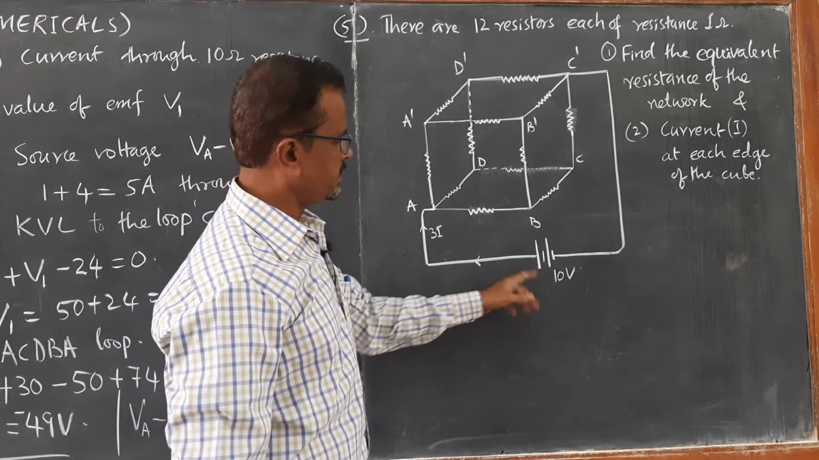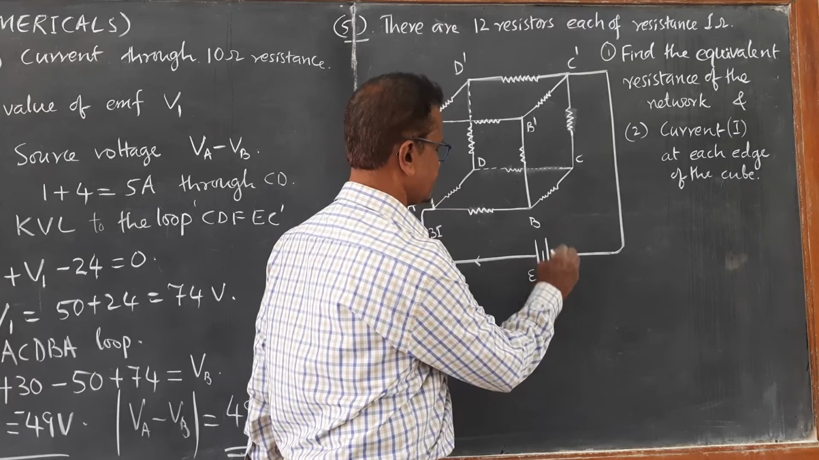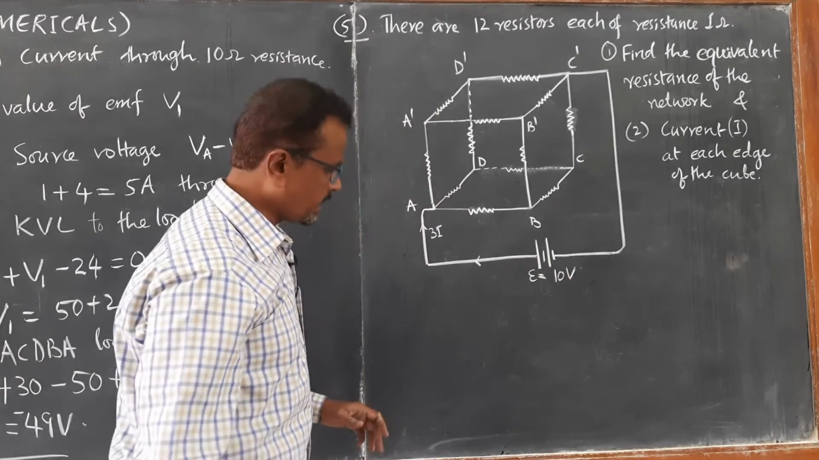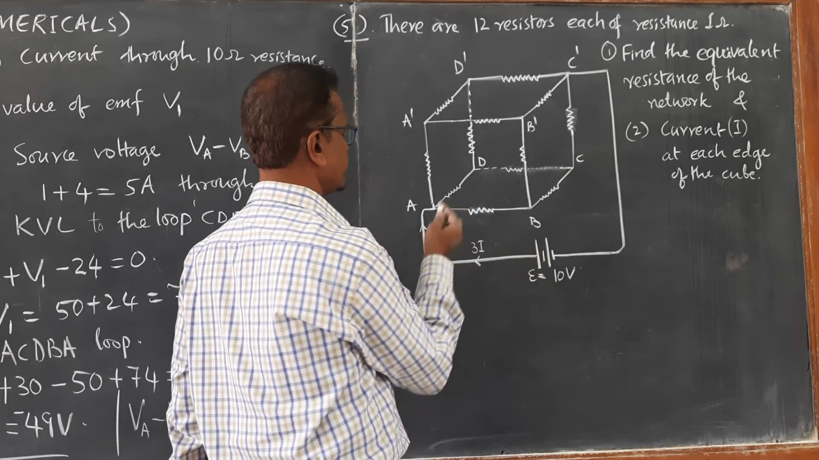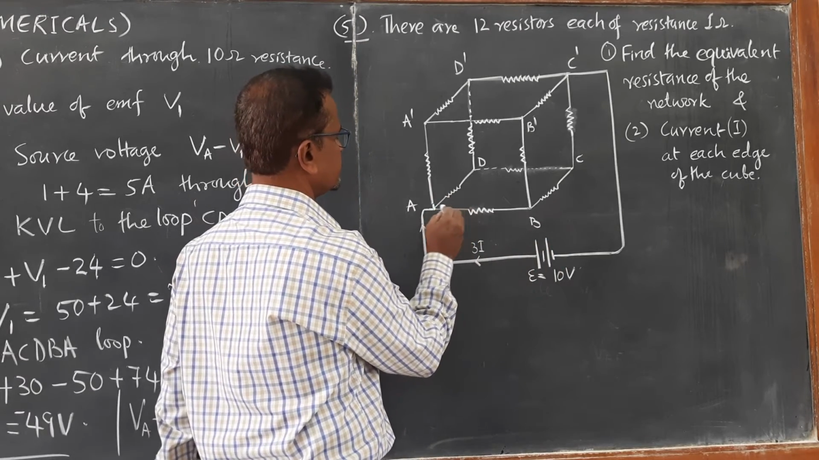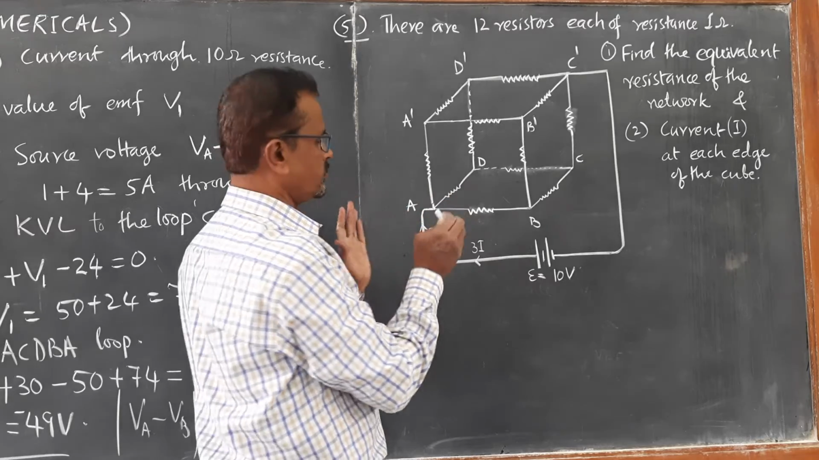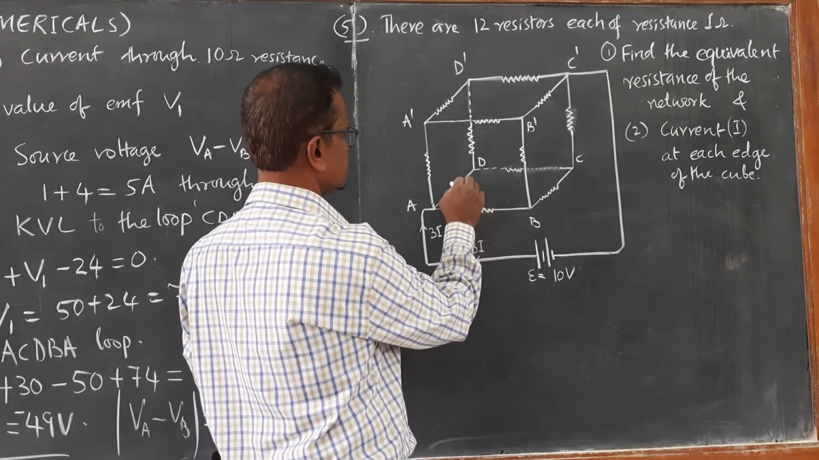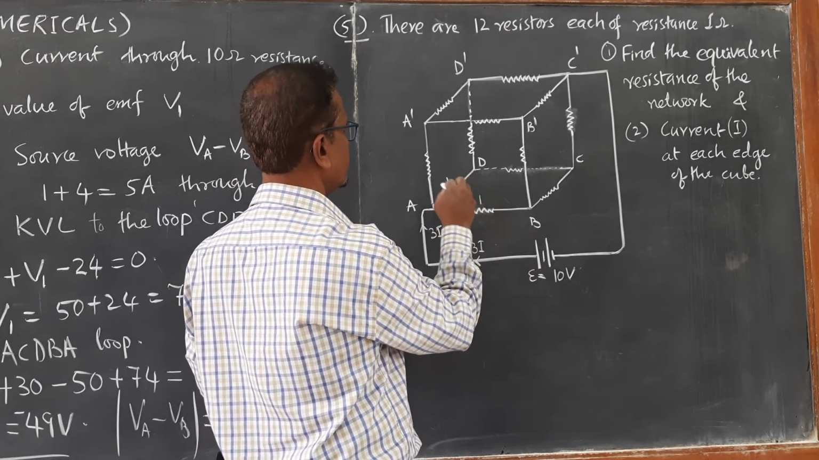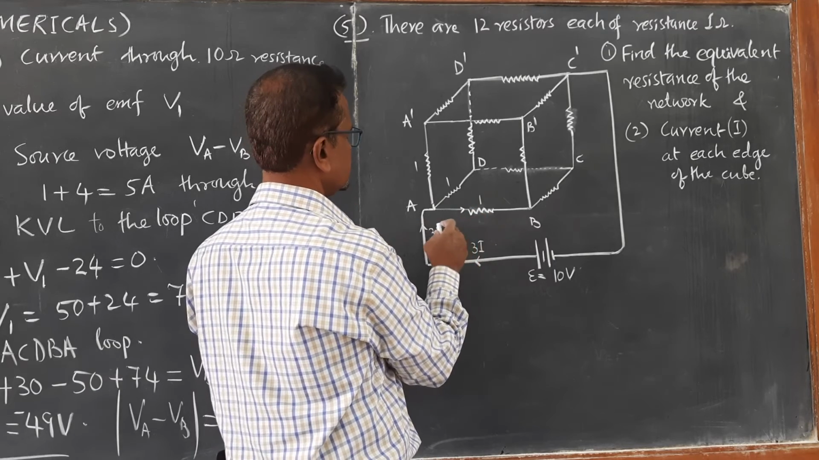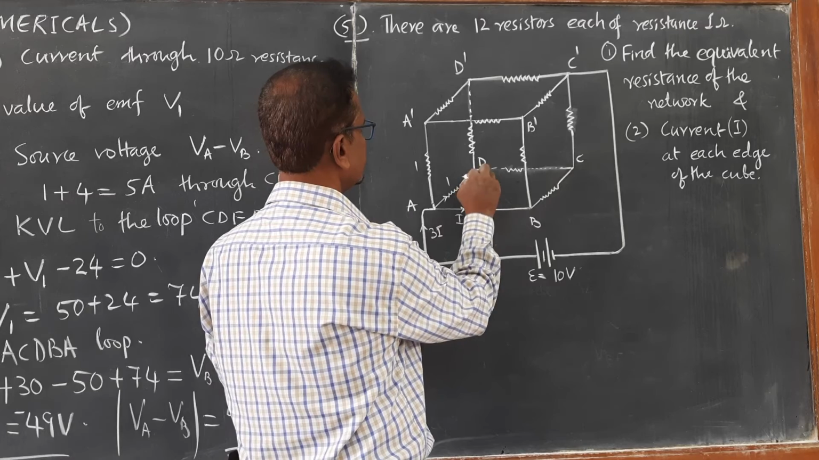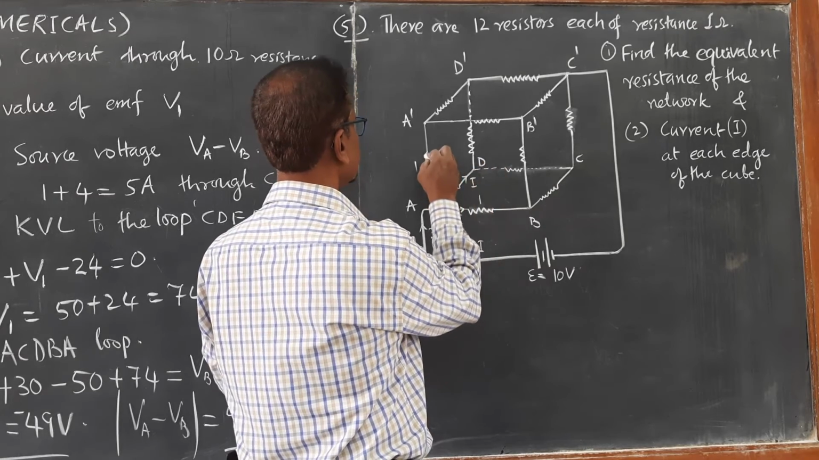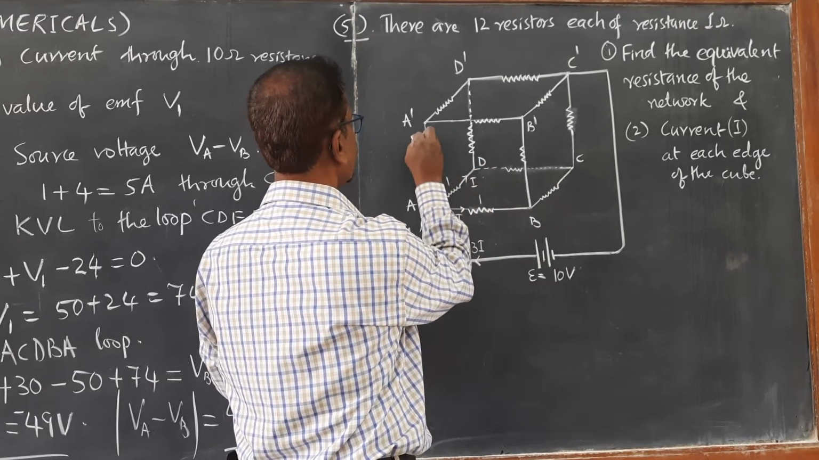Look at this. The EMF of the battery is 10 volt, and let 3I be the current that is flowing. When this 3I enters here, it divides into 3 equal branches. Because of symmetry, since all the resistances are 1 ohm each, the current will be divided equally. I, and through here it will be I, and through here again I.